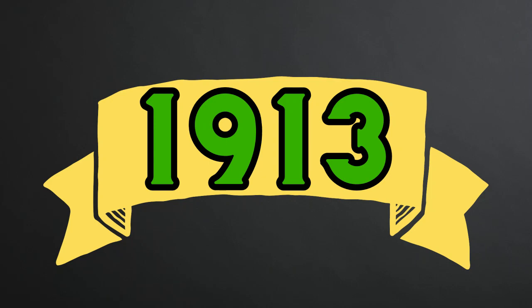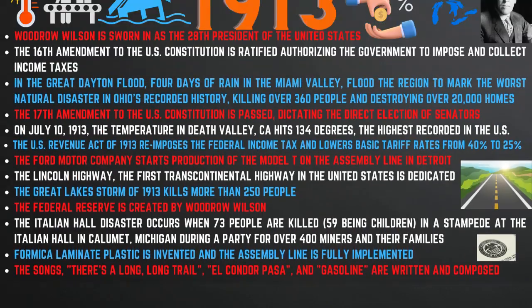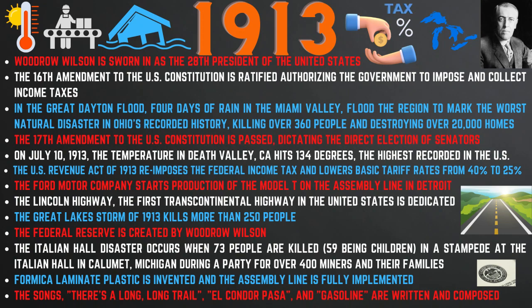First, we will cover the history of the year 1913. In the year 1913, Woodrow Wilson is sworn in as the 28th President of the United States. The 16th Amendment to the U.S. Constitution is ratified, authorizing the government to impose and collect income taxes. In the Great Dayton Flood, 4 days of rain in the Miami Valley flood the region to mark the worst natural disaster in Ohio's recorded history, killing over 360 people and destroying over 20,000 homes.